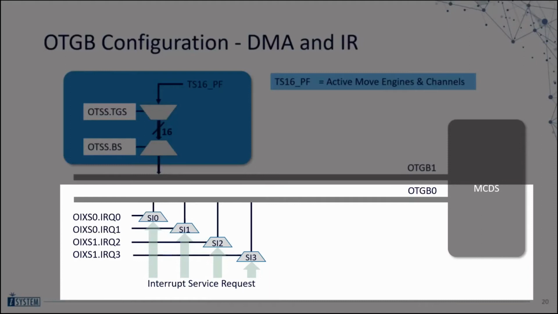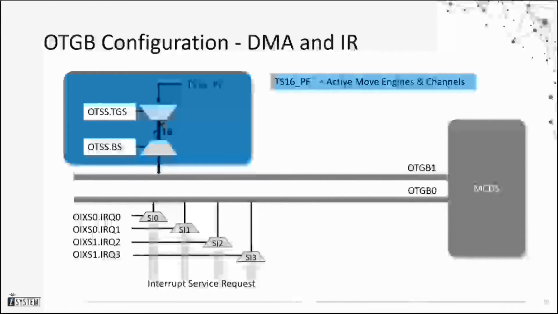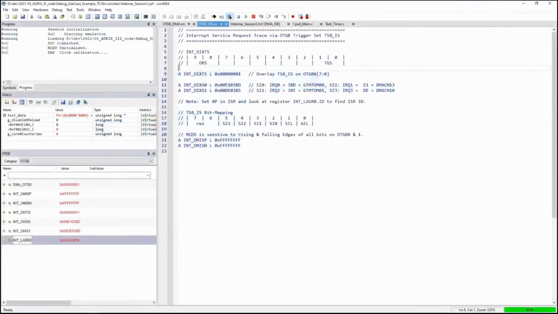We configure the IR overlay via the OIX trigger select register, as before, via an initialization file. First, we select the trigger set by setting TGS to 1. Then, we overlay the trigger set on the lower byte of OTGB 0 by setting OBS to 0.